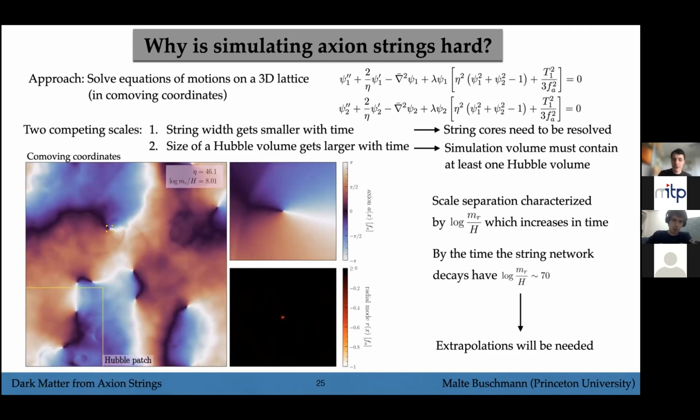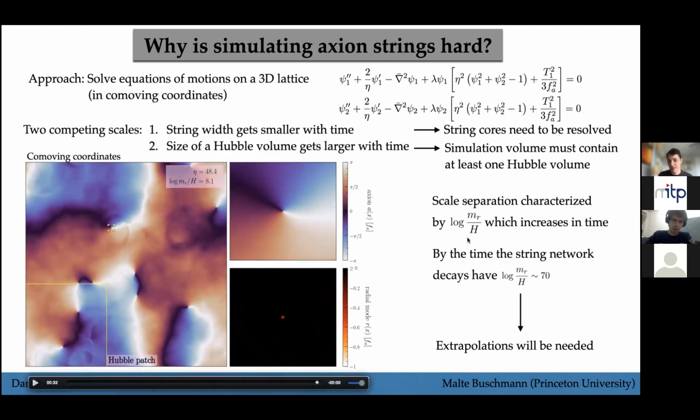Now, in the following, I will quite often show plots that will include this quantity log mr over h. Basically, this log mr over h is just a quantification of the scale separation of those 2 competing scales. So the larger this value, the larger the scale separation is, where mr is just a measure of the string width, and h is a measure for the Hubble size.